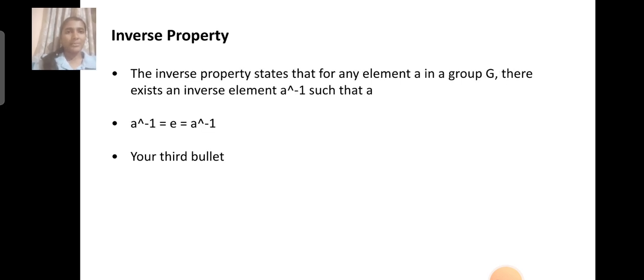Inverse property. The inverse property states that for any element a in a group G, there exists an inverse element a^-1 such that a*a^-1 is equal to e, and a^-1*a is equal to e.